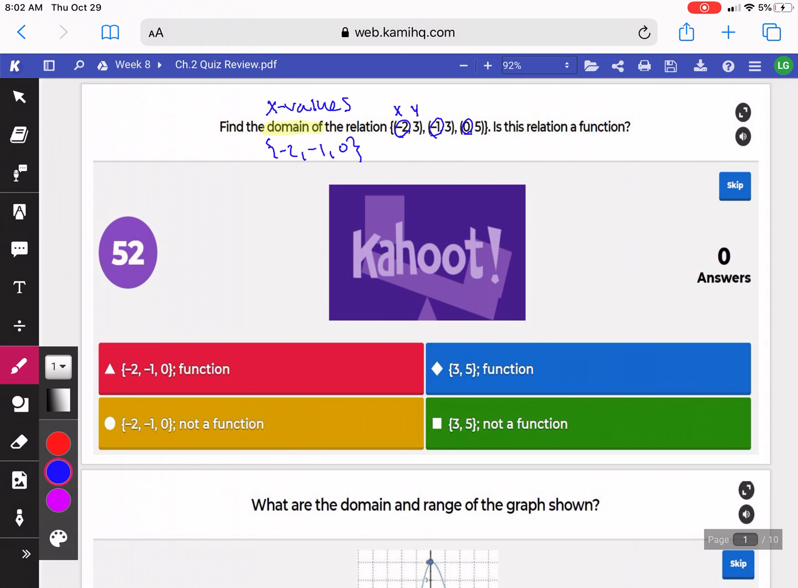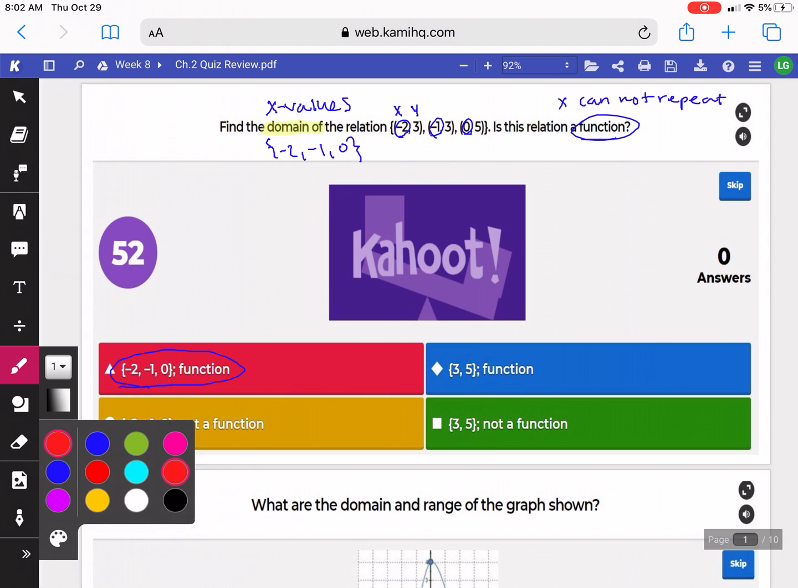And they also want to know if this relation is a function. Remember, for it to be a function, x cannot repeat. Here, since all the x's are different, this one is a function. So the correct answer was red.